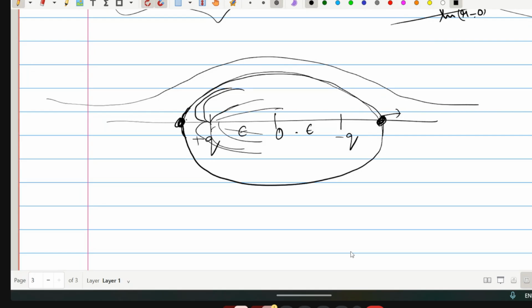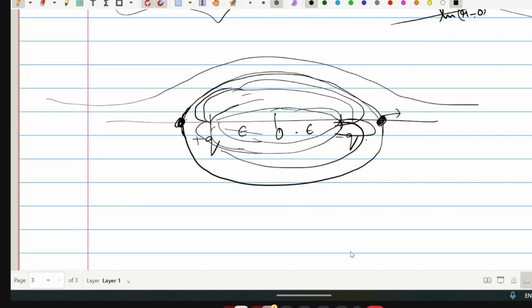It goes like this, and whatever goes in will finally go inside here only, and whatever comes out will come like this. Whatever goes like this will come like this. So somewhere inside it goes, and outside the flow will be going like this.